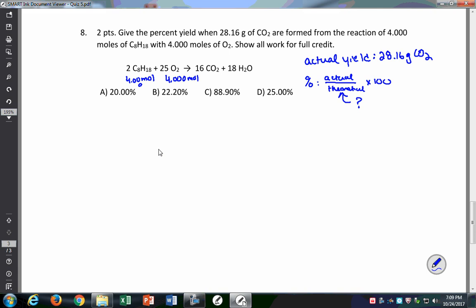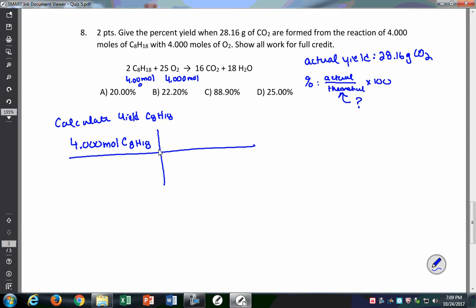So first off, let's calculate yield using reagent 1, C8H18. So we know we reacted 4 moles of C8H18, and we want to know how much CO2 is going to form. According to our reaction, it takes 2 moles of C8H18 to form 16 moles of CO2.